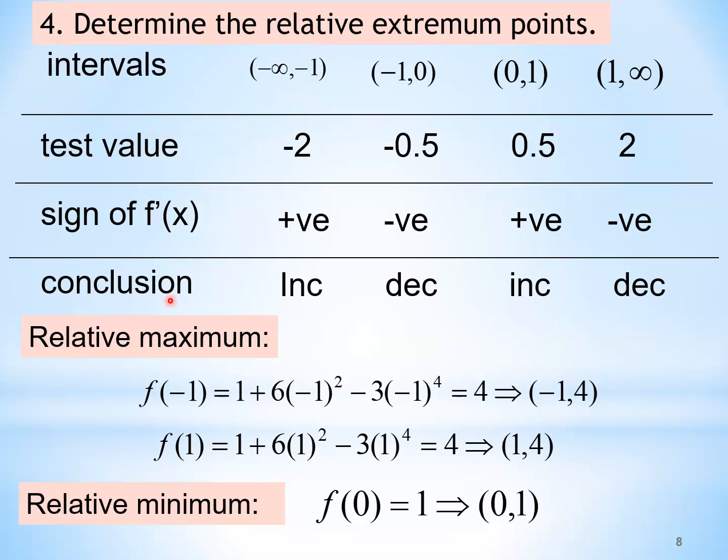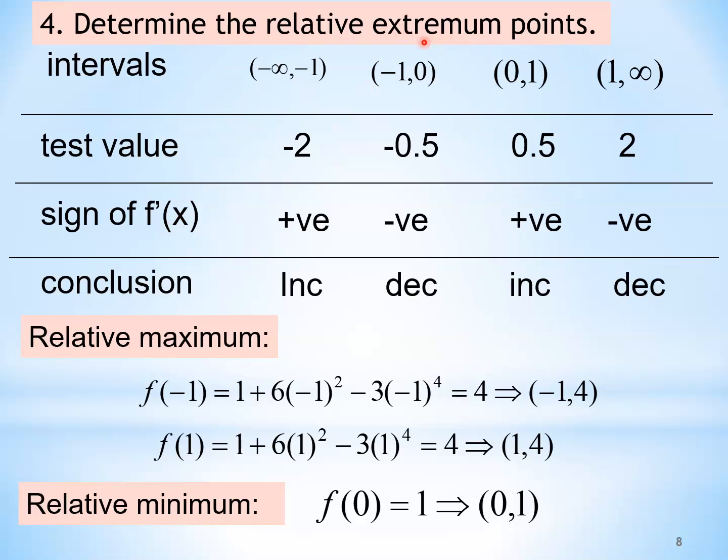So again, use the table and divide your interval wisely. Your intervals start from negative infinity until negative 1, then from negative 1 until 0, then 0 until 1, and then 1 until infinity. Then you're going to test a value. Pick any value within each range, and substitute these values into the f prime function, the first derivative, to check whether you get positive or negative.